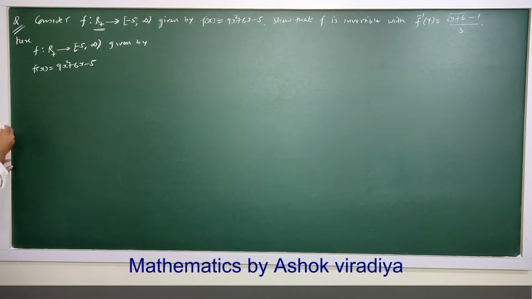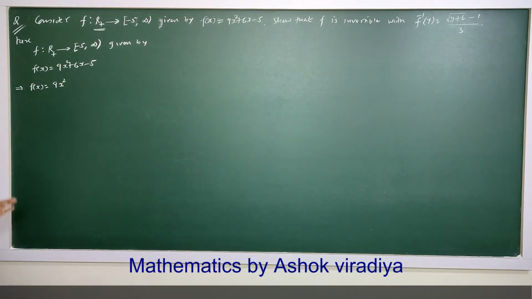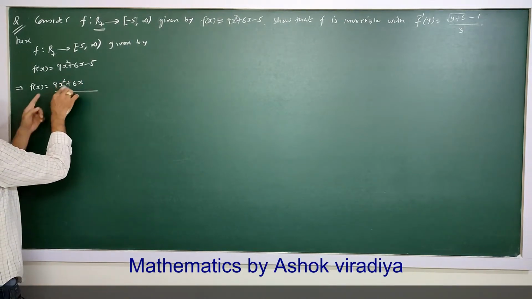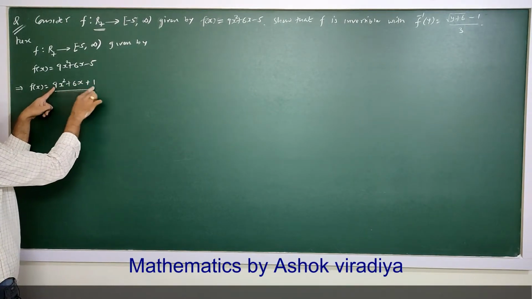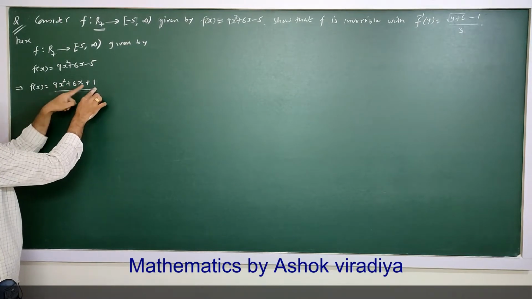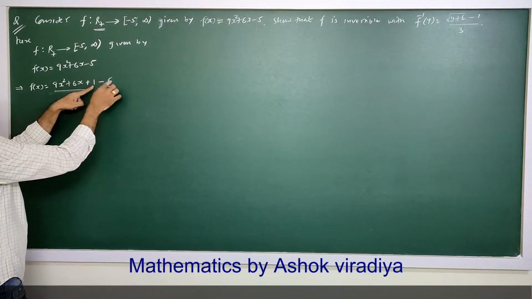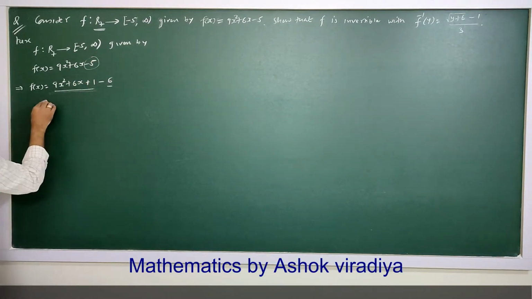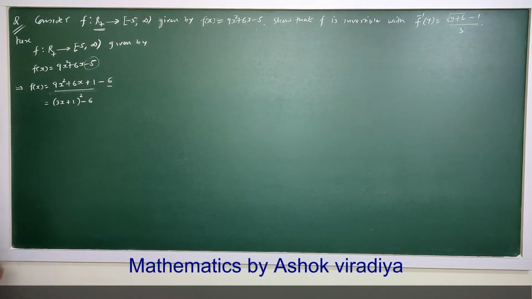To find the range of f, here the function is 9x square plus 6x minus 5. Because this is a quadratic function, we make it a perfect square polynomial. 9x square plus 6x, so the last step should be 1. This part will be a perfect square polynomial, but we are given minus 5, so to maintain the value, subtract 6. 1 minus 6 is minus 5. So splitting this minus 5 as 1 minus 6, it is then (3x plus 1) whole square minus 6.